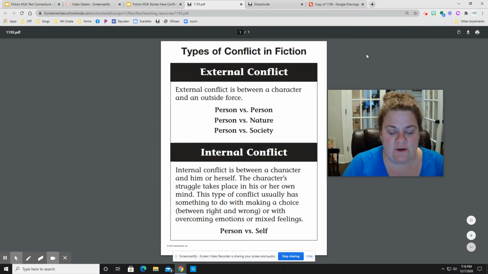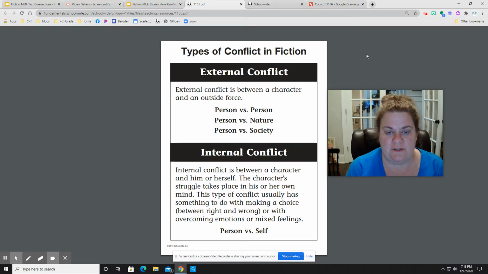All right, so this is what you're going to glue in your notebook today. These are the types of conflict. And just like yesterday, you might want to add some pictures to the side. I'll try to take a picture of my notebook after I do the lesson tomorrow. But for tonight, I'm going to go ahead and record.